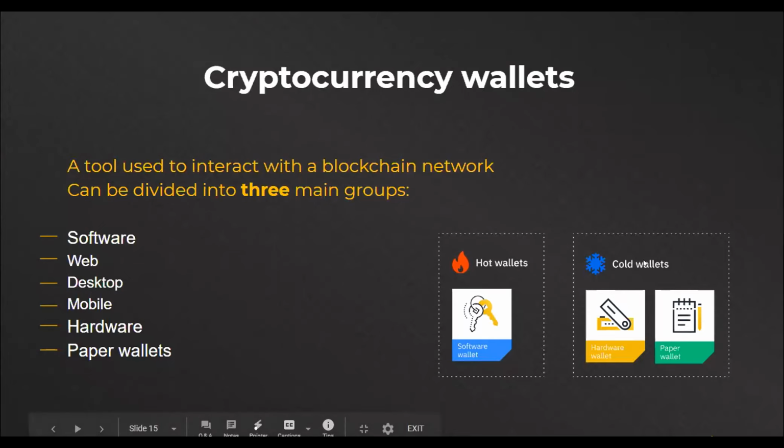It is called cold because it is not connected to the internet. It is just somewhere away from people, away from the internet. Then hot wallets, software wallets, web wallets, desktop wallets, mobile wallets, these ones are connected to the internet.